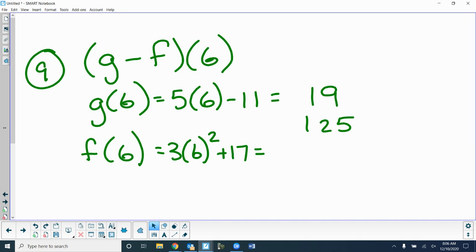All right, and I'm subtracting them, right? It's subtraction, so remember that. So that's a negative 106.